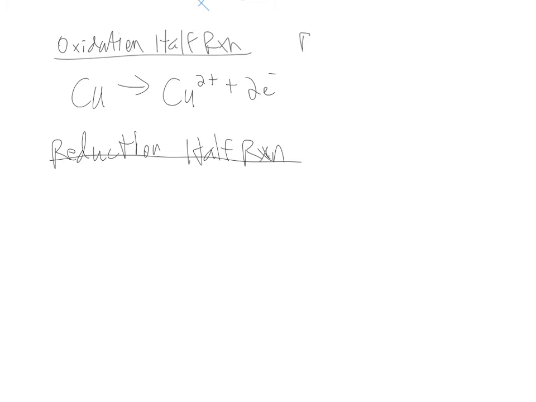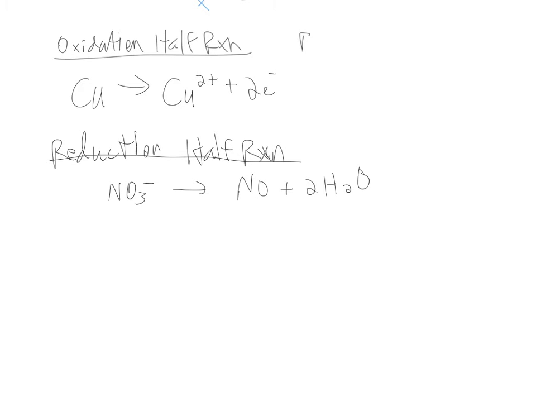On the left side of the equation, the nitrogen-containing compound is NO3, and on the right side, the nitrogen-containing compound is just NO. First step, balance elements other than H and O. Well, there's one atom of nitrogen on either side, so it's already balanced. Step 2, balance oxygen by adding water.